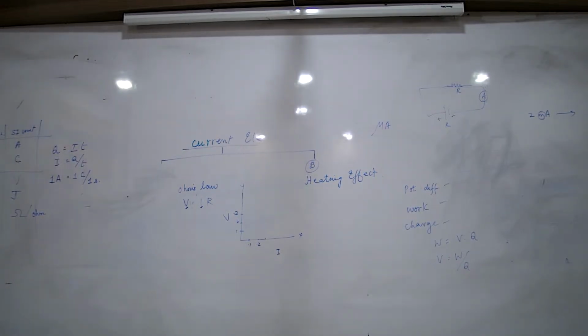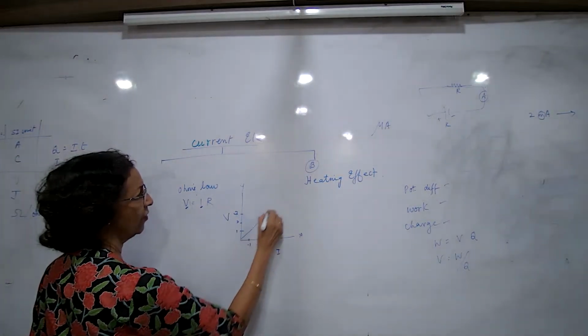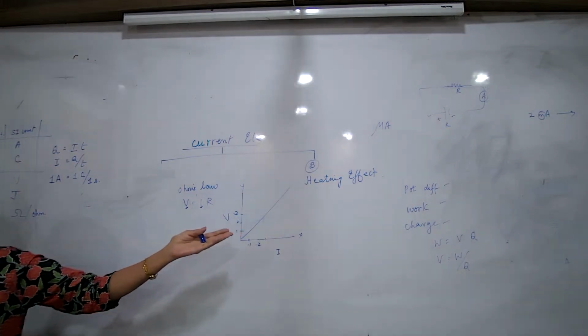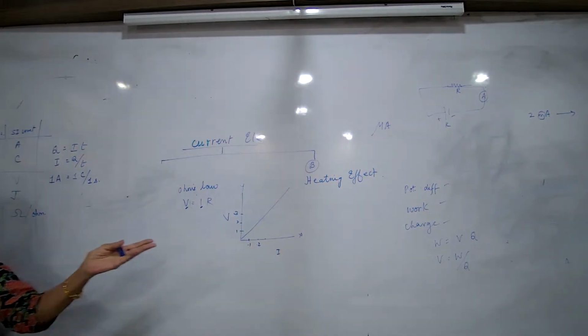Did you understand? What is the characteristic of the graph? It is a straight line graph passing through the origin. Is that okay? Do you know that? Okay, right. How will we find out R? Can we find out R by looking at a plot like that?